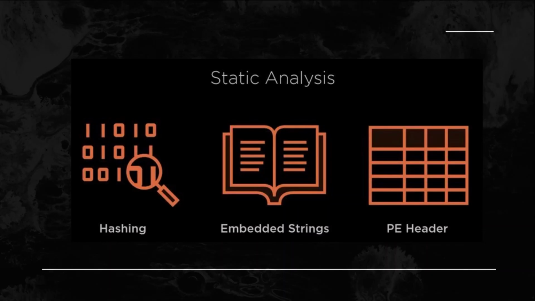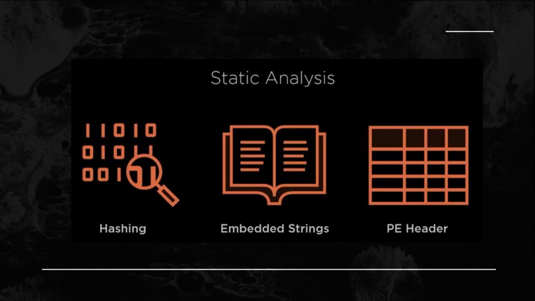Embedded strings are the sequences of readable characters embedded within the malware binary. These strings can reveal clues about the malware functionality, such as URLs, file paths, IP addresses, and error messages. Analysts often search for suspicious strings that might indicate malicious activity, such as references to system commands.